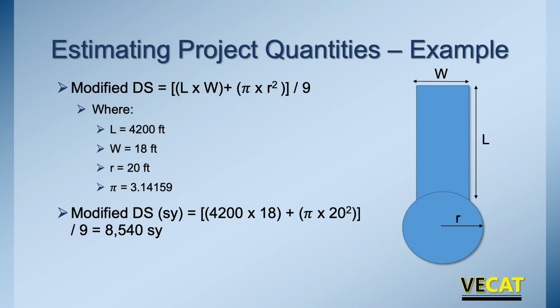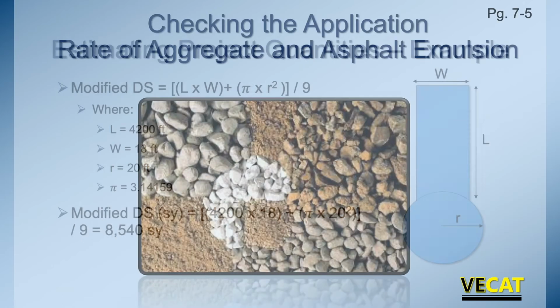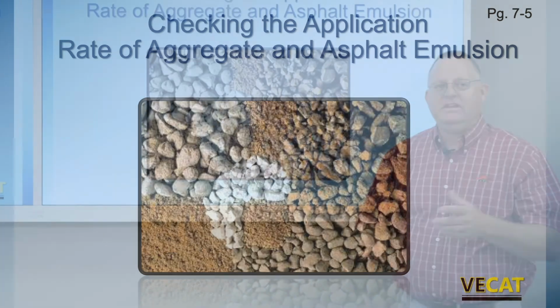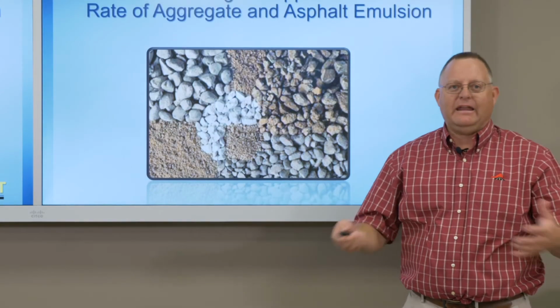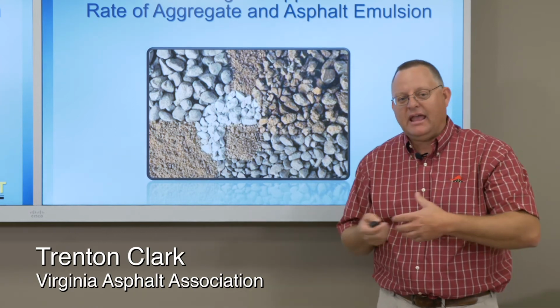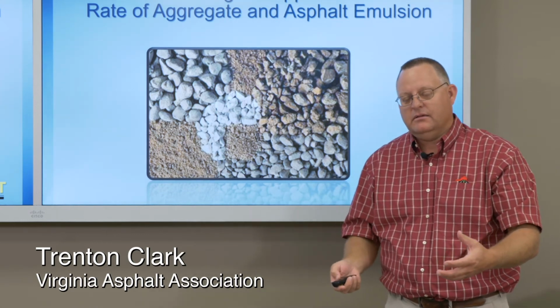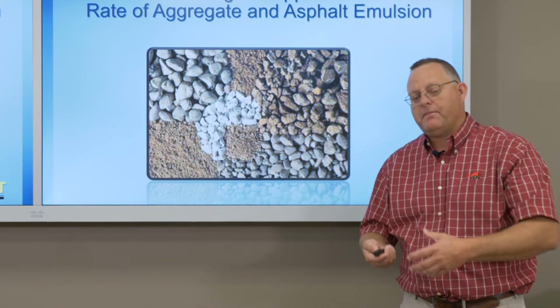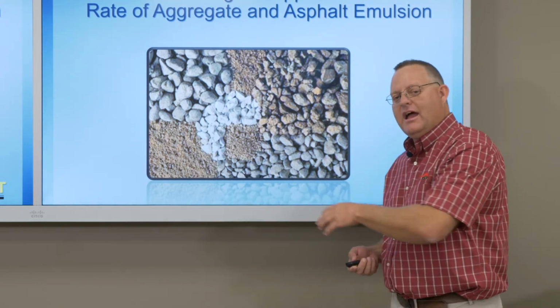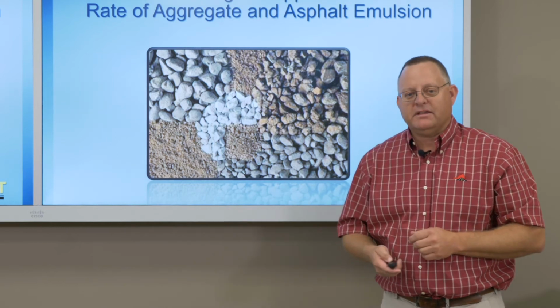So now we've figured out how much area we have. Now that we know for estimating purposes, let's check the application rate in the field of our aggregate and our asphalt. Because again, we just went through this process to estimate how much we need. Now that we're getting ready to do the project, let's see what our equipment is applying, because we need to go back to the contract and meet those specified rates.